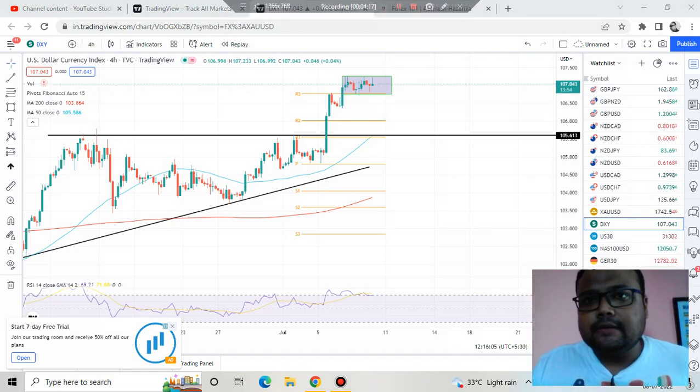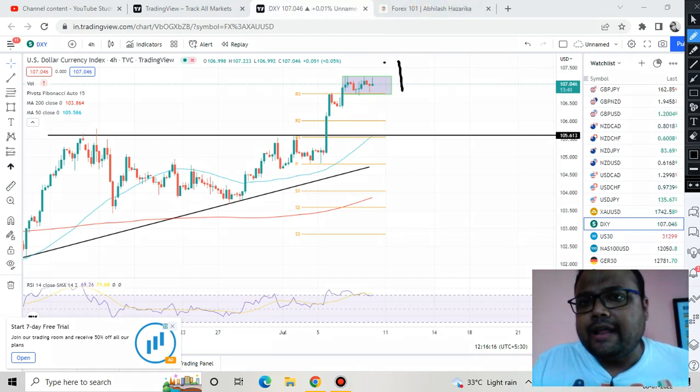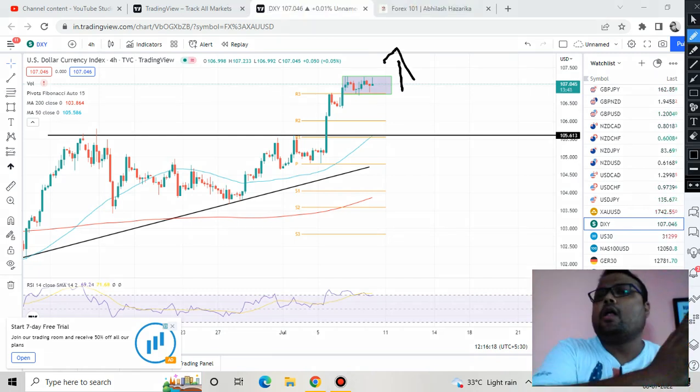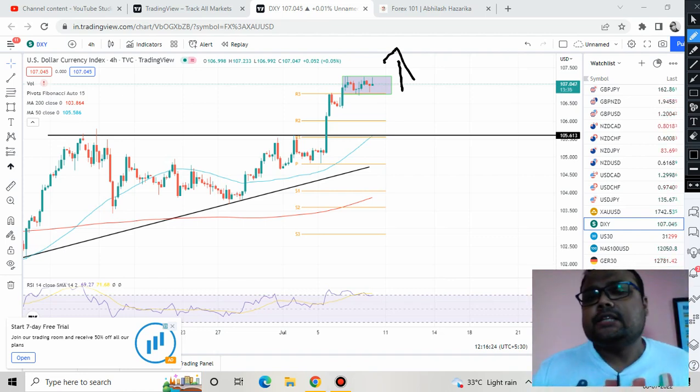And in case the news is good enough, and if we see DXY flying again, because as we have already discussed in our previous videos, there is no immediate resistance for DXY, if DXY starts going up again after the news, then obviously GBP USD will be under pressure again, and you will see GBP USD going down.